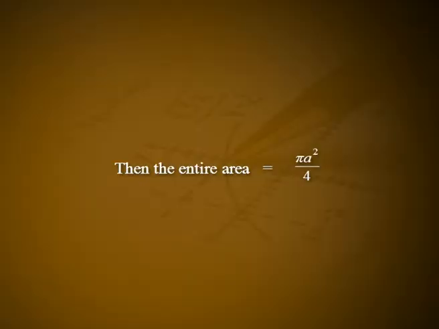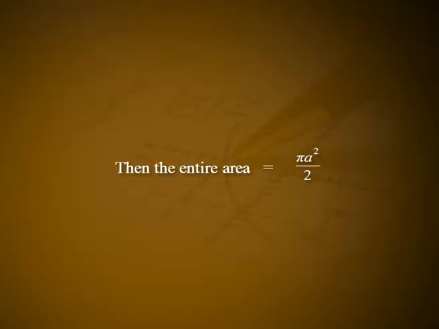Third one, when r is equal to a sin 3 theta, take n is equal to 3 which is odd, then the entire area is equal to pi a square by 4. Fourth one, when r is equal to a cos 4 theta, take n is equal to 4 which is even, then the entire area is equal to pi a square divided by 2.